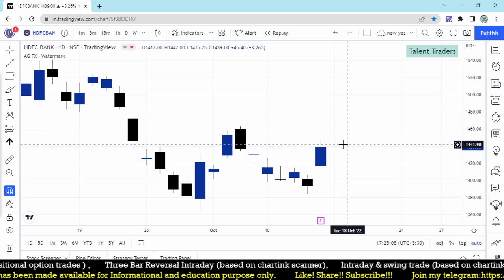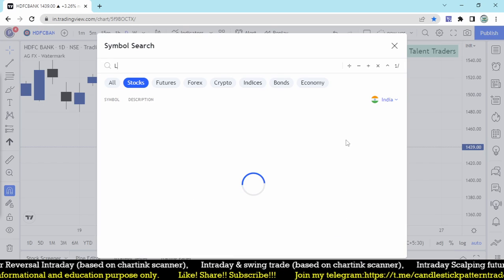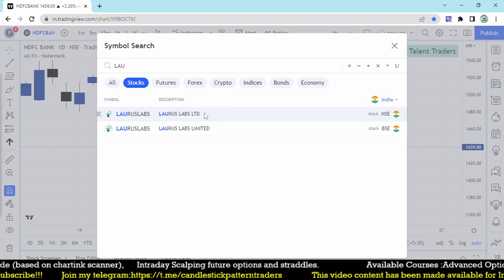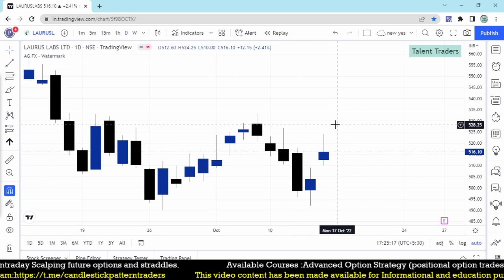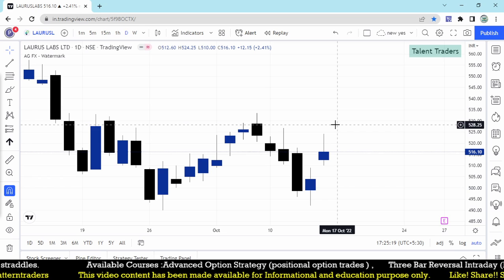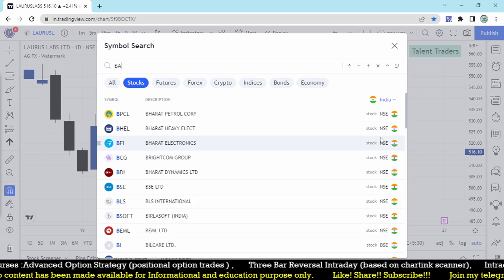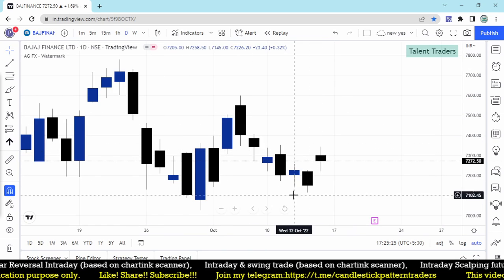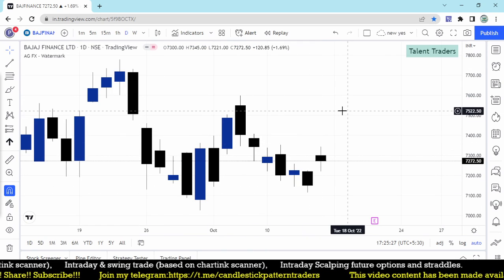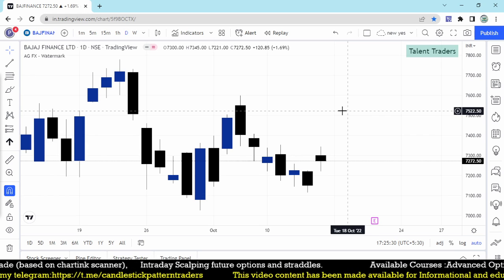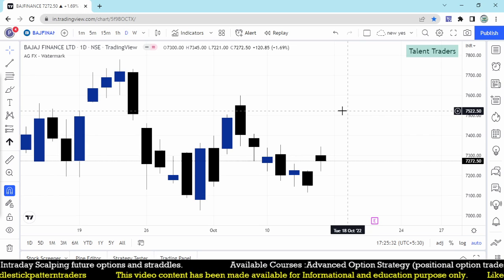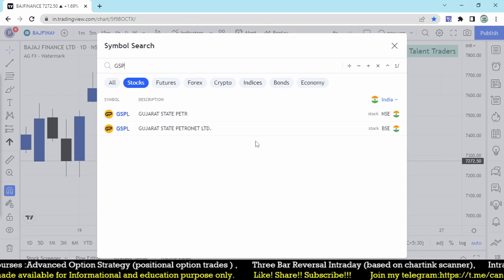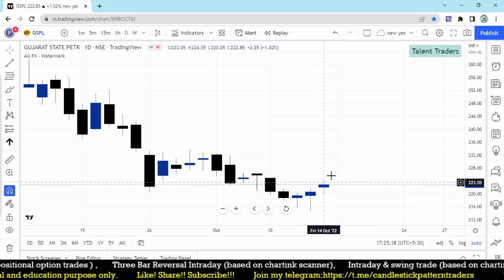One is HDFC. The second one is Laurus Labs. Both are bullish candles, so we can identify this as a bullish reversal, or it can bounce back. But let's look at Bajaj Finance. It's entirely different. Bajaj Finance has two red negative candles, but I'm expecting tomorrow to be a positive day. And let's go for Gujarat Gas. Sorry, Gujarat GSPL. The same thing is happening here.